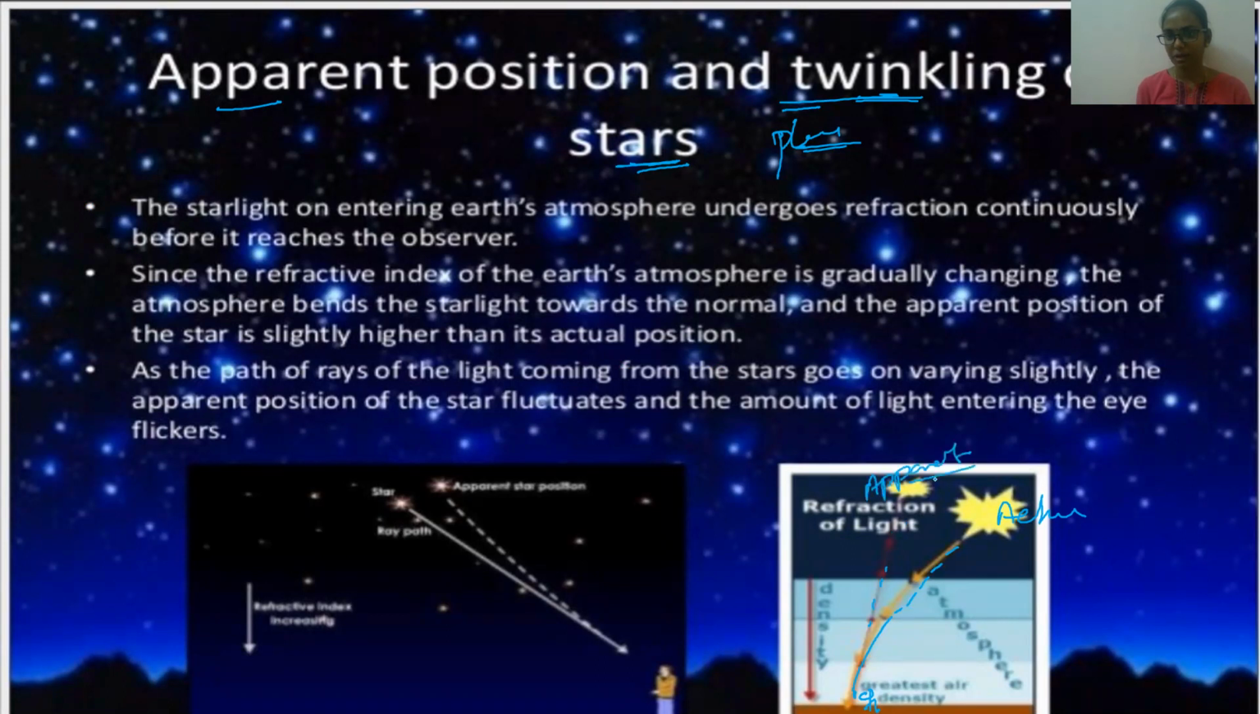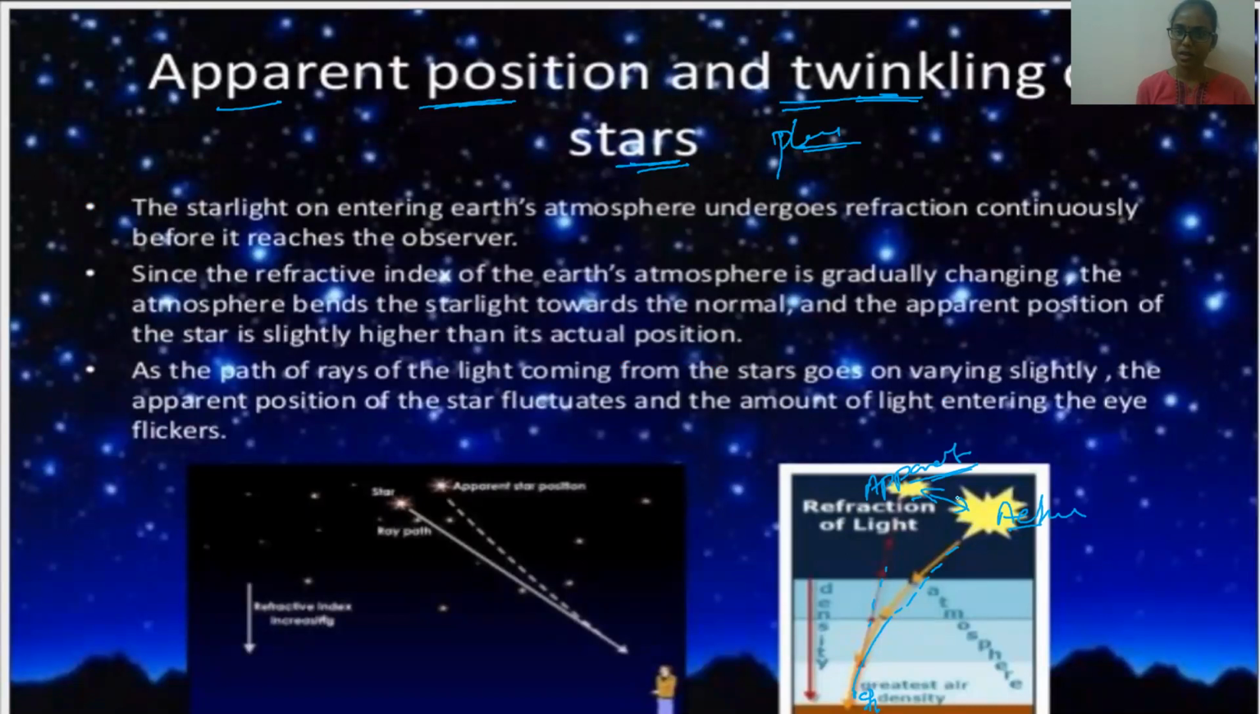What we are seeing from the earth, because of atmospheric refraction, the actual position and apparent position change. Like a shift in the position of the star, we are going to see. This shift in the position of the star because of atmospheric refraction is what we call the apparent position of the star changing, and the twinkling of the stars.